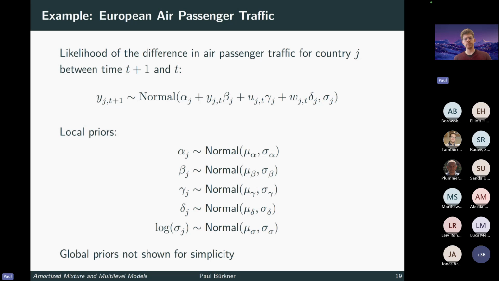Yeah. As an example, just very quickly, we looked at European air passenger traffic using a time series model where we had a bunch of parameters.